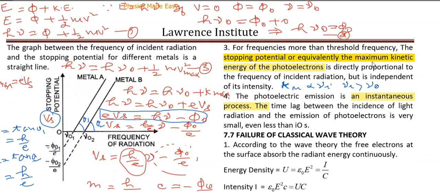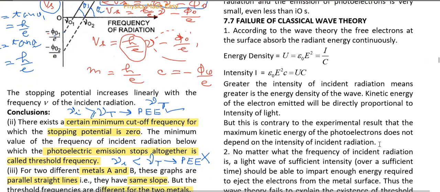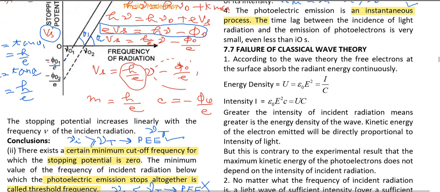Instead of this, I can also write stopping potential. Stopping potential is directly proportional to incident frequency if incident frequency is larger than threshold frequency, and it is an instantaneous process. This point was not explained by classical mechanics. And classical mechanics is in contradiction with points number 2 and 4. How? Now I will recall electromagnetic wave theory. We shall be going through the failure of classical mechanics.